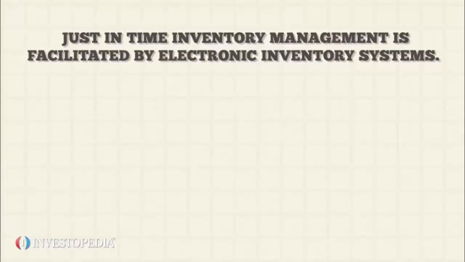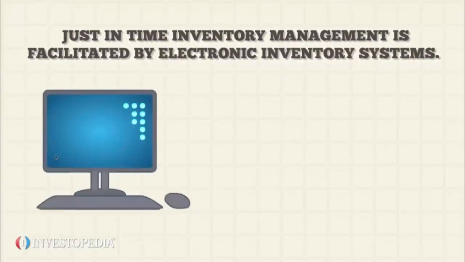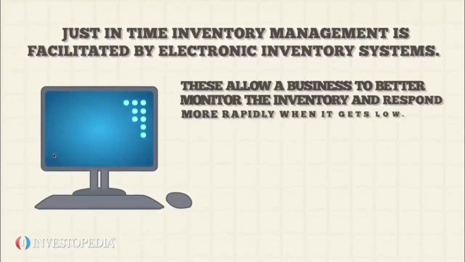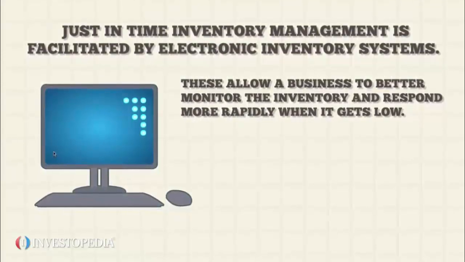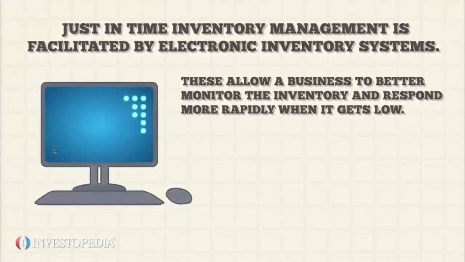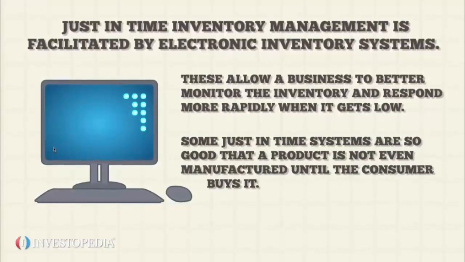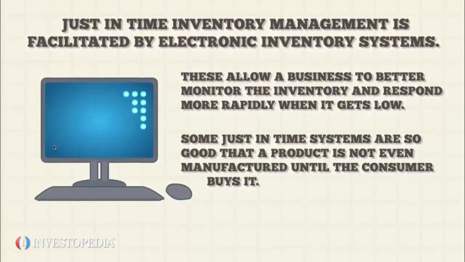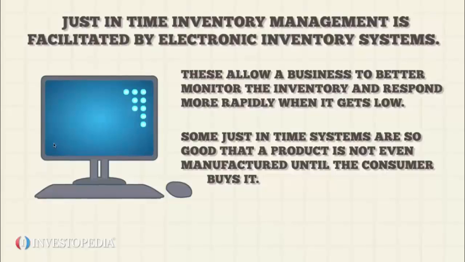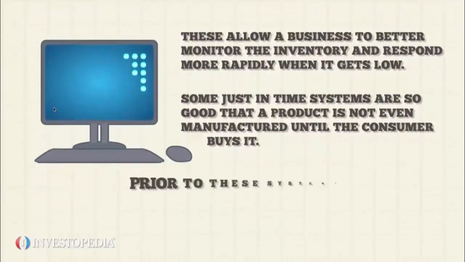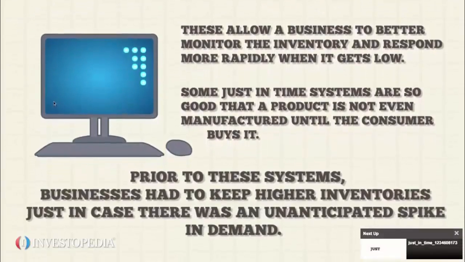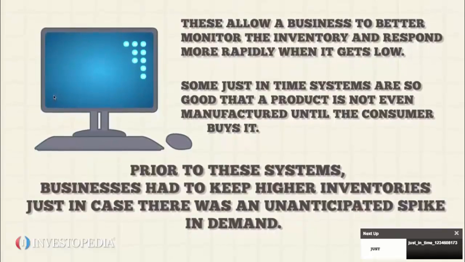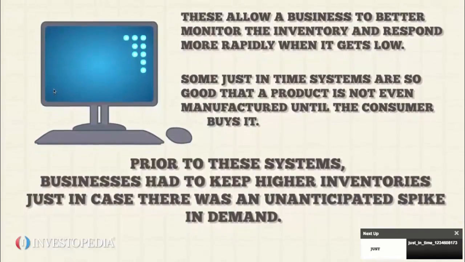Just-in-time inventory management is facilitated by electronic inventory systems. These allow a business to better monitor the inventory and respond more rapidly when it gets low. Some just-in-time systems are so good that a product is not even manufactured until the consumer buys it. Prior to these systems, businesses had to keep higher inventories just in case there was an unanticipated spike in demand.